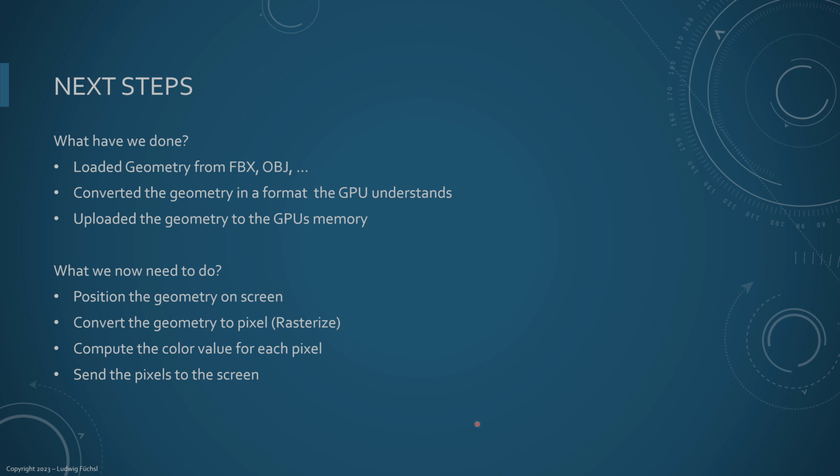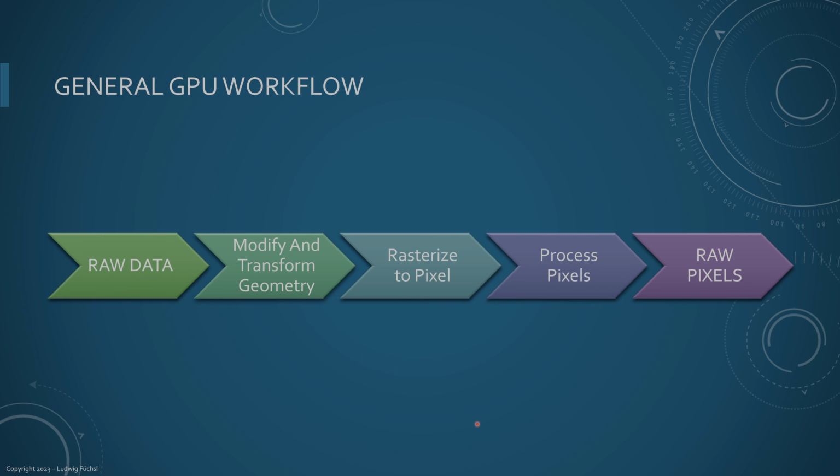So these 4 things are the things that we need to do, and we do this by using the rendering pipeline. Now, what I have done here is I've made some general terms. This is a generalized rendering pipeline. So we always start with the raw geometry data. The raw geometry data is then modified and transformed. So we are modifying and transforming this geometry.